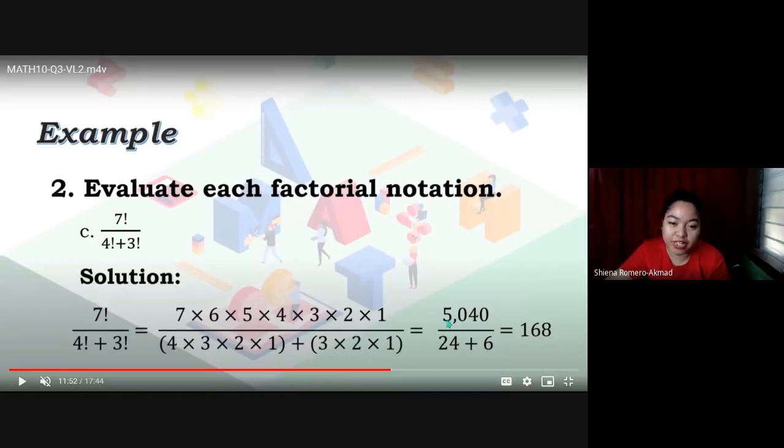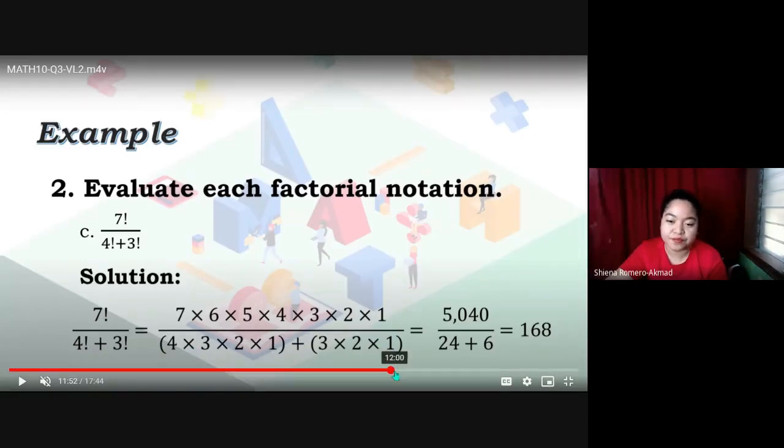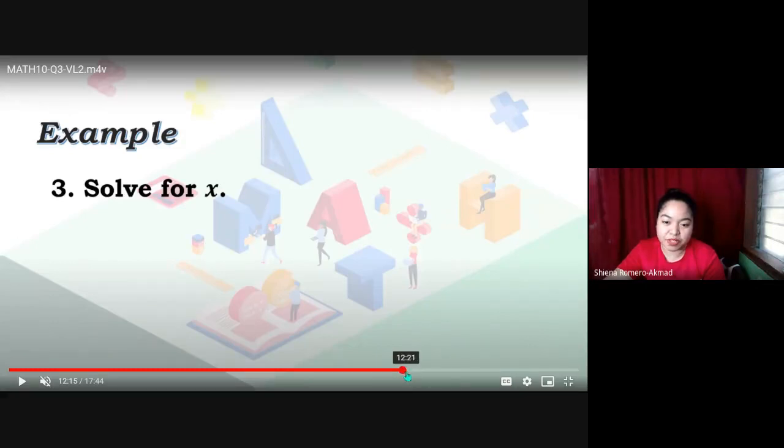Pwede na itong dumiretso tulad nito kung may calculator naman kayo, idiretso nyo na. Huwag nyo nang isulat tong mahaba, kasi it will take you time, of course. Alam nyo naman how to get the factorial. So let's have example number 3.